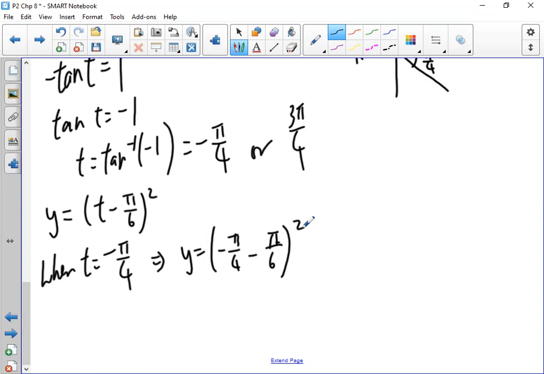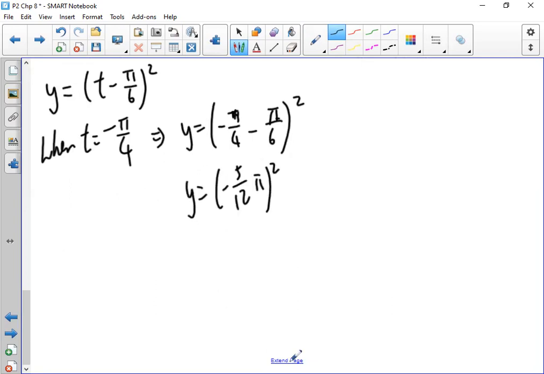Why doesn't it give you an exact value? Because when you do pi squared, the calculator can't write pi squared. So what can you do here? There's a trick. Why don't we simplify the middle first? So negative pi over 4 minus pi over 6. I'm just doing the calculation. So I get y equals negative 5 over 12 pi, squared.